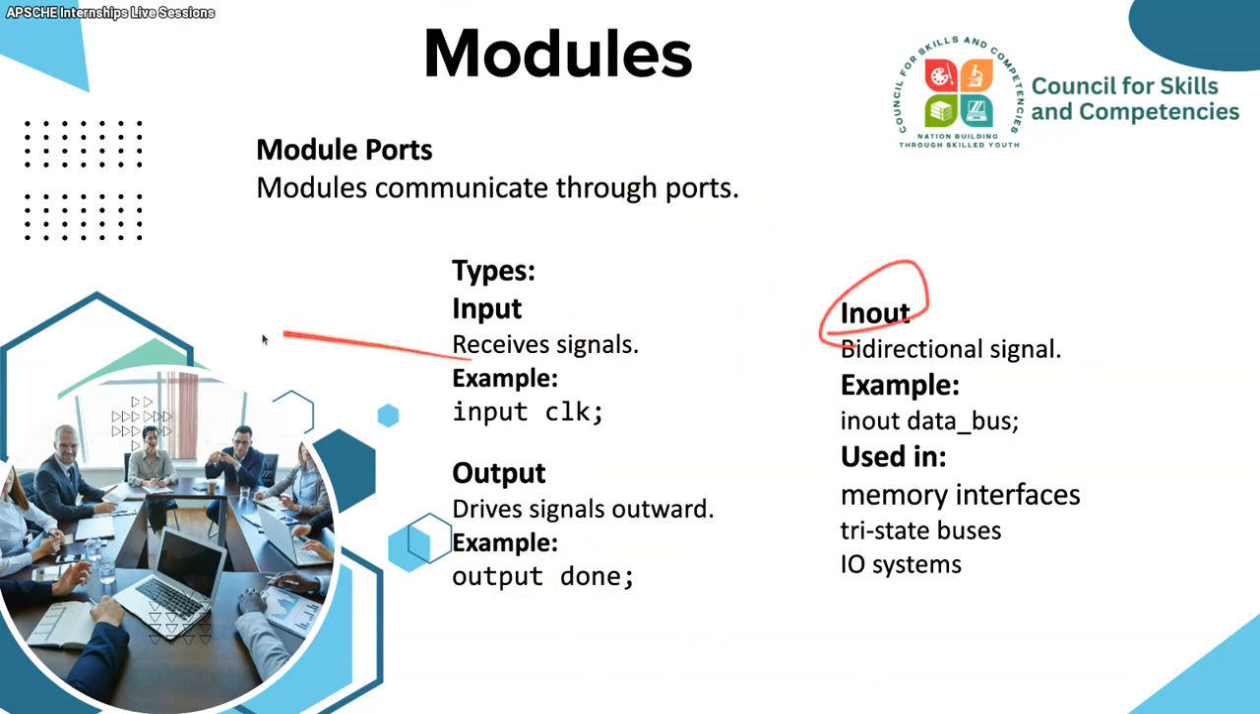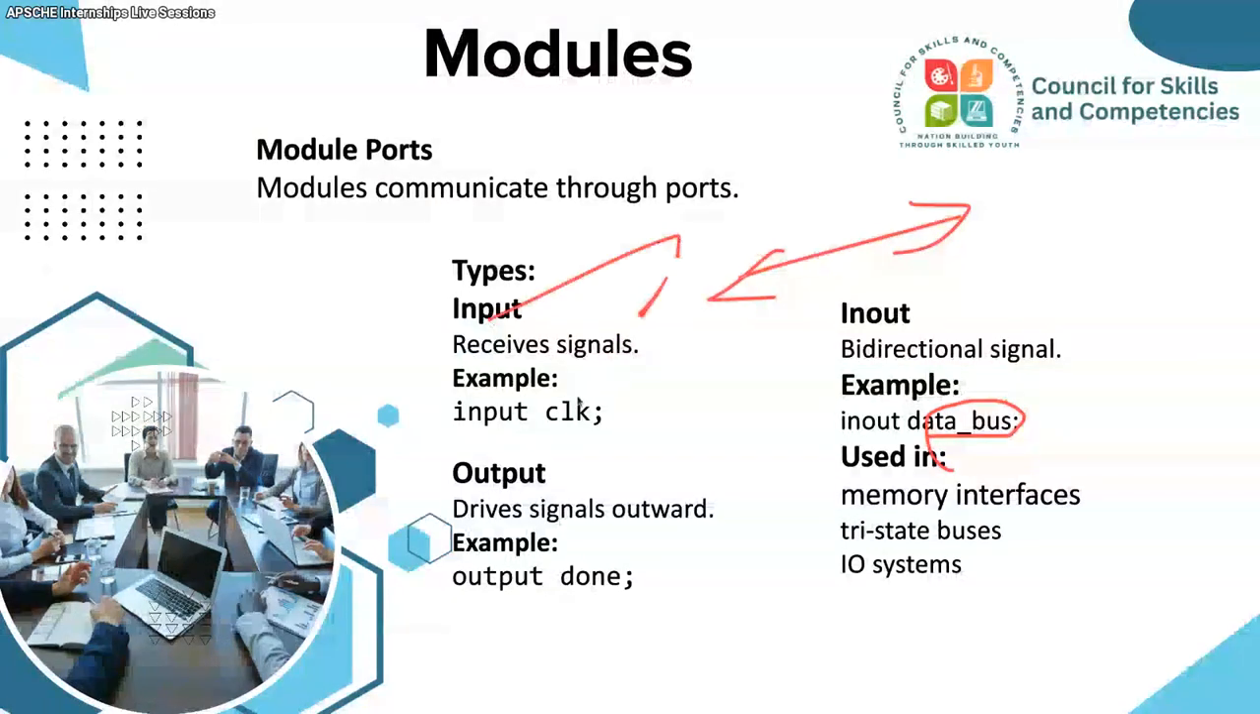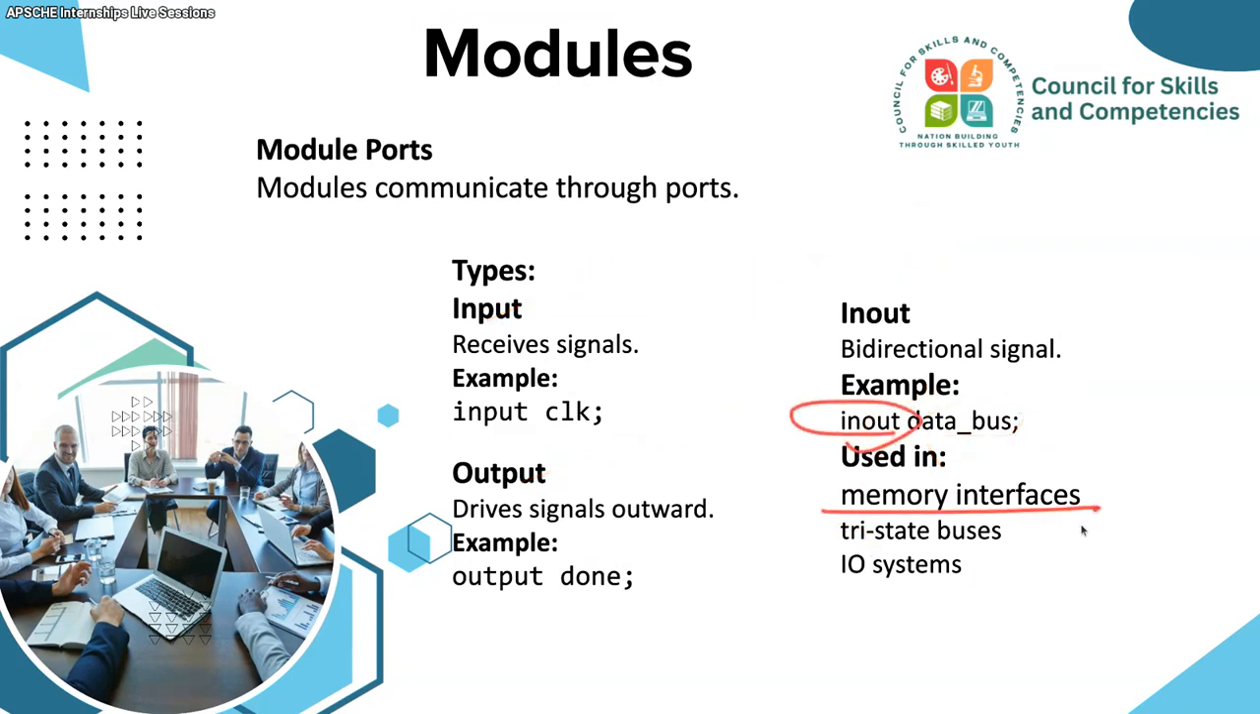Then inout is a bidirectional signal. Something like a bus, it goes in this way and it also goes in, so it can act as input and output. That is what inout is. In memory interfaces, tri-state buses, and input/output systems, we will use these. So these are the ports, and the types of ports are input, output, and inout. Try to keep these things in your mind.